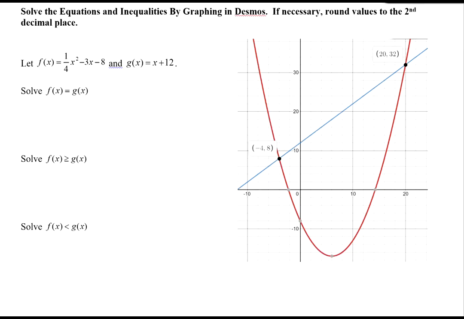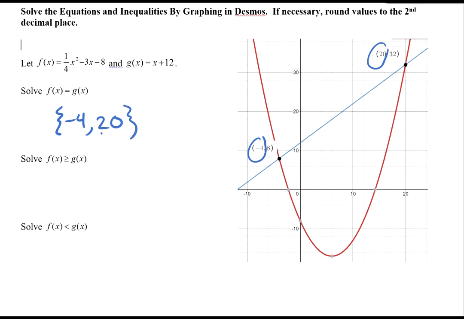So I've copied the graph back over into this document where I have the inequalities and equation that I want to solve. So first off, if I want to solve when the two functions are equal, that would be the intersection points, but in particular the x values of those intersection points. So we would want to go ahead and set up the solution set with those individual x values of -4 and 20. So my solution set for when the functions are equal to each other would just be those two values, -4 and 20.